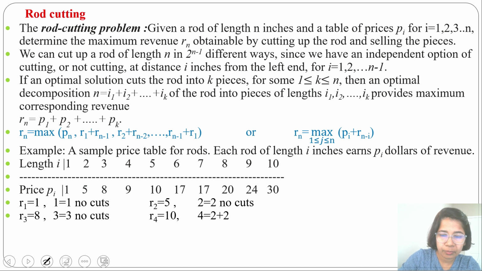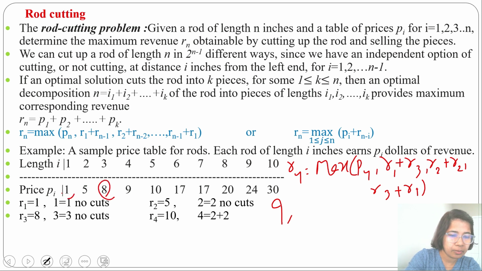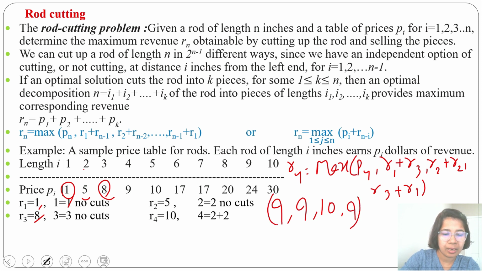Next we will find the revenue for 4. R4 equals max of price of 4, then revenue of 1 plus revenue of 3, then revenue of 2 plus revenue of 2, then revenue of 3 plus revenue of 1. So the price of 4 is 9, then 1 plus 3 will be 1 plus 8, it's 9, then 2 plus 2 will be 5 plus 5, it will be 10. Then R3 plus R1 is 8 plus 1, which is 9. So the maximum is 10. R4 equals 10 when we cut into 2 pieces of 2 inches each, so 4 equals 2 plus 2.